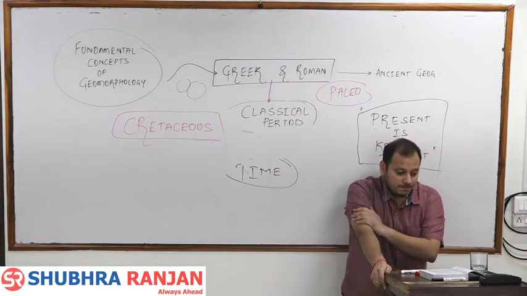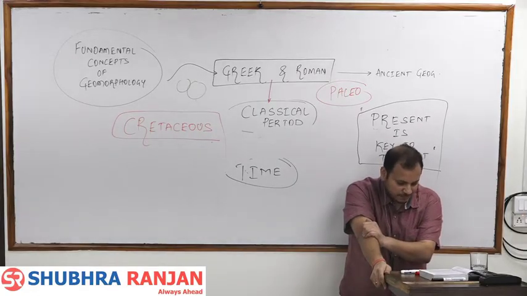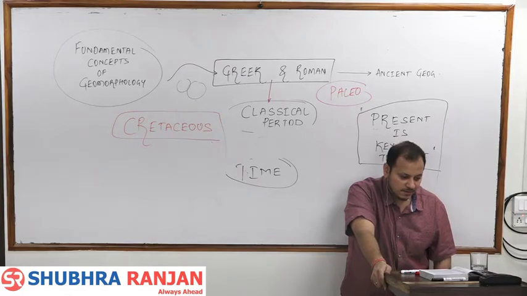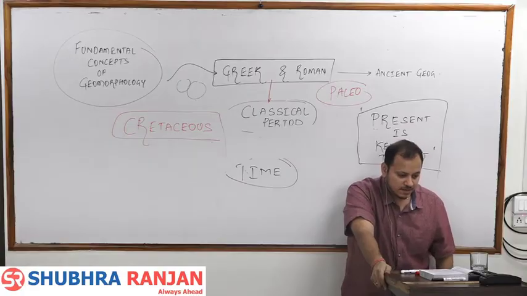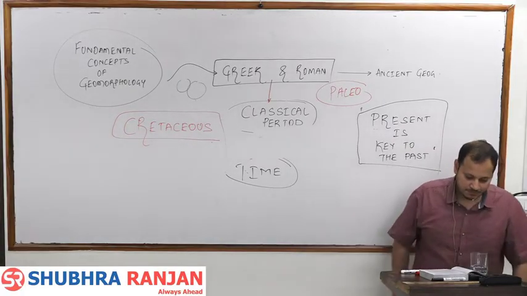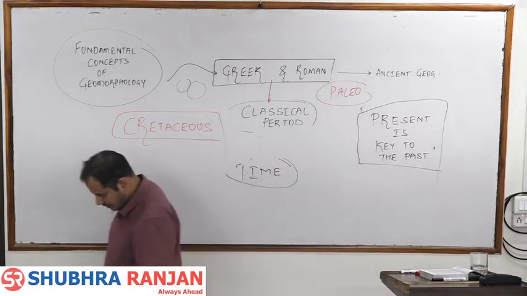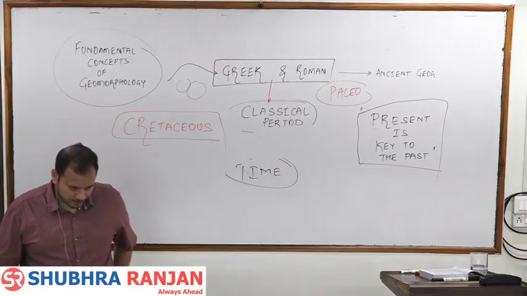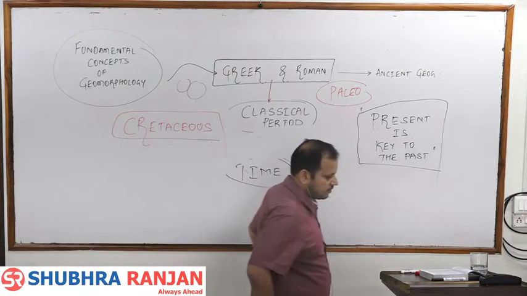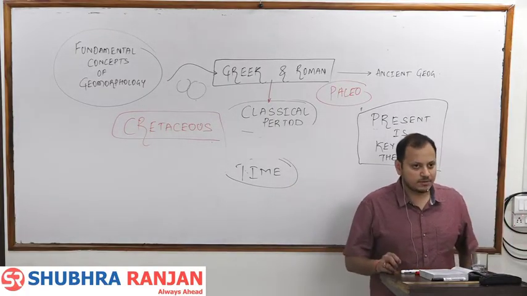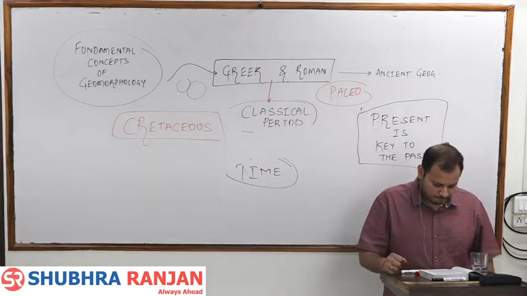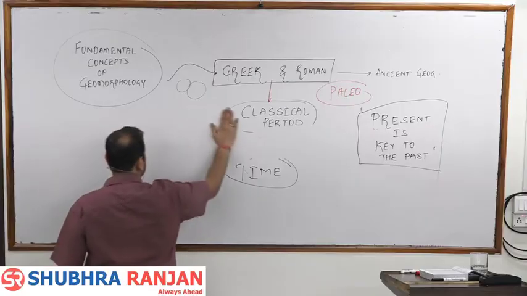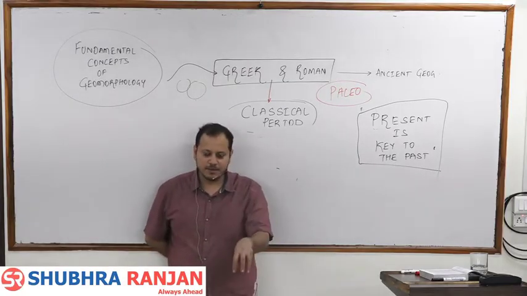So this principle was first given by Hutton in his concept of uniformitarianism, which is based on the present is the key to the past. The same process that operates today operated in the past.